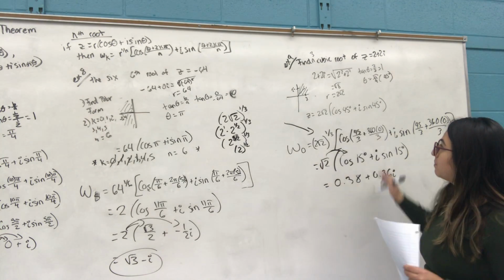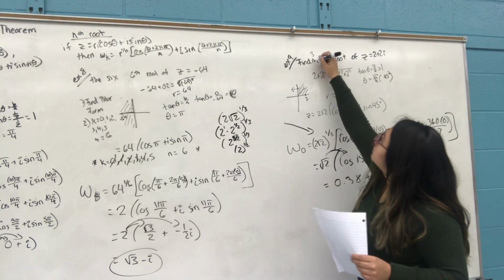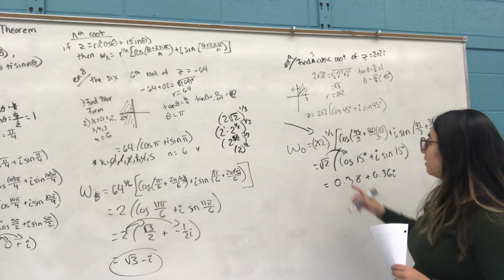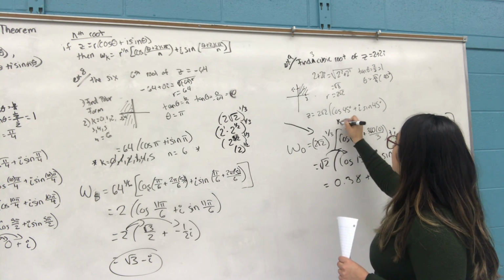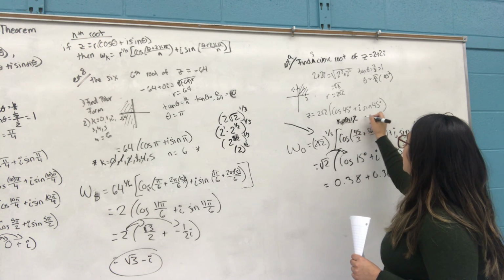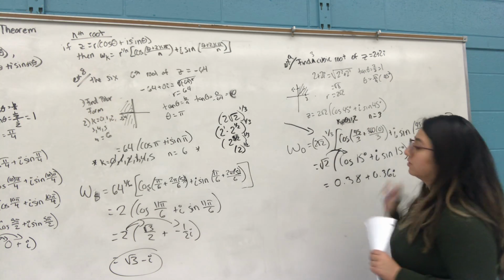So now I have that. So they want to find the 3 numbers. That's what your book has. So now I found W0. So here I should have put k, I'm finding 0, 1, 2. And then my nth root is considered 3.